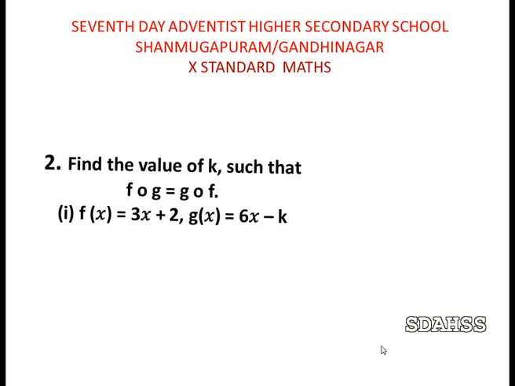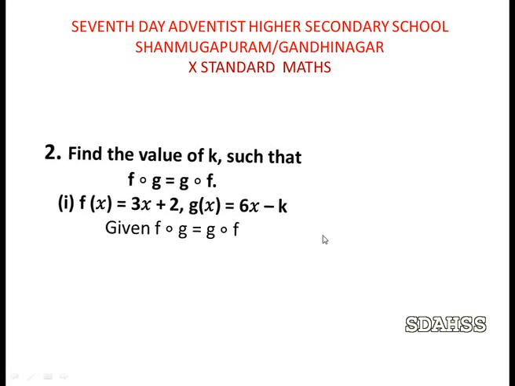Second sum. Find the value of k such that f dot g equal to g dot f. So here the condition is given, that is f dot g equal to g dot f. But you have to find the value of k. Subdivision 1. F of x is equal to 3x plus 2, comma, g of x is equal to 6x minus k.